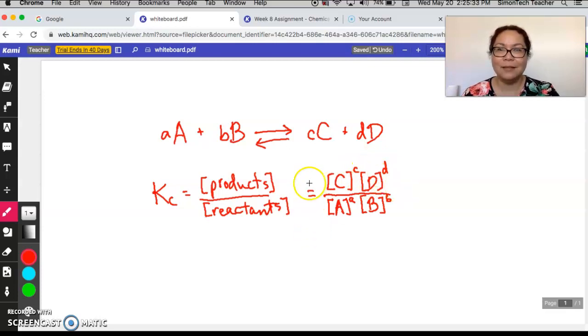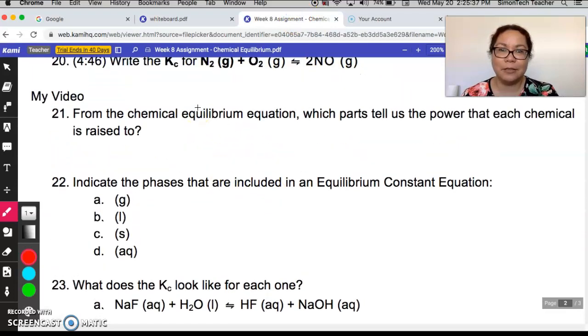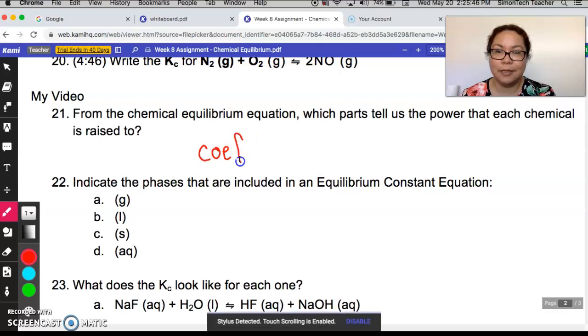Okay, so let's go back to this. From the chemical equilibrium equation, which parts tell us the power that each chemical is raised to? Simply, it's the coefficients.